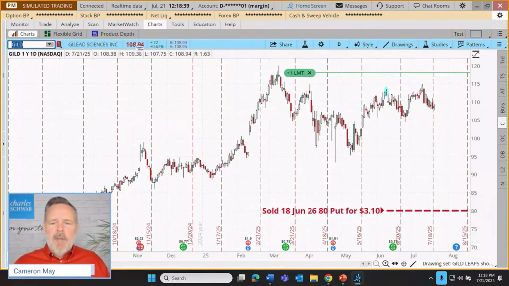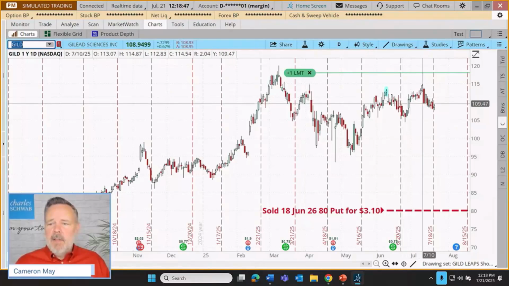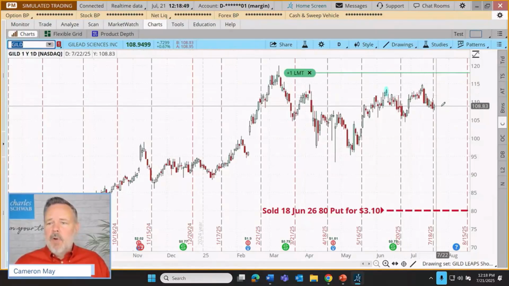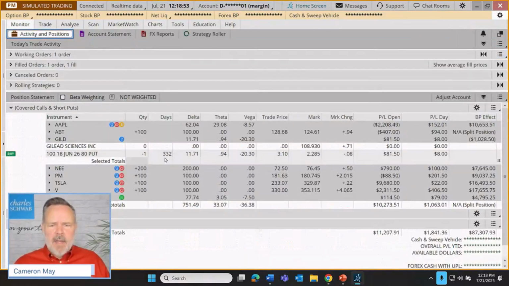But it also gives a higher probability of the contract just expiring worthless. So we're still up there at 109. We took this trade here when the stock was closer to about 111 to 114. So it's come down a little bit, but working its way toward expiration. And this trade is actually doing just fine as a result. Sold that for 310. It's only worth about 229.